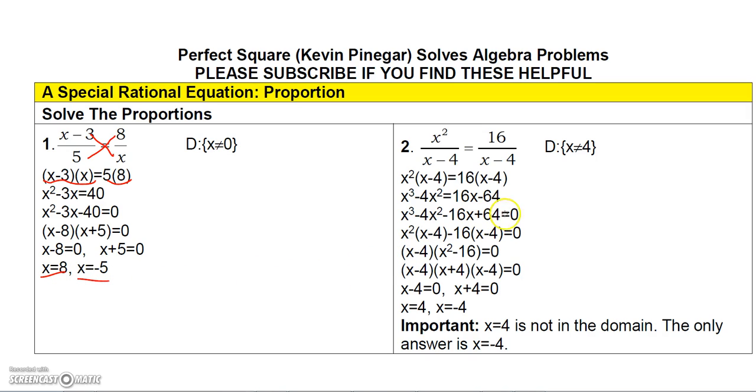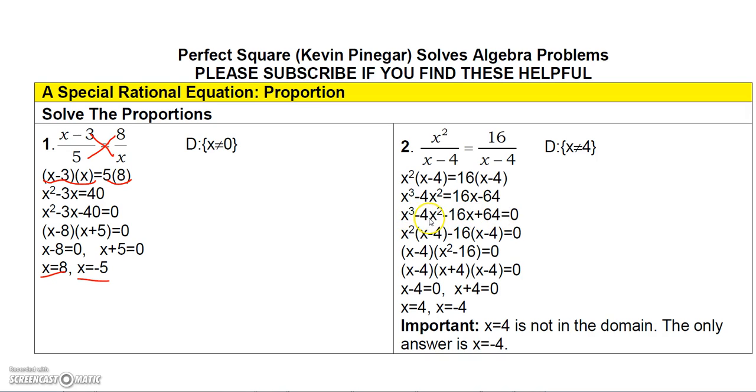Okay. Now the other one's a little bit nastier, but if you just multiply x squared times x minus 4, and then 16 times x minus 4, and then over here you can distribute, and you get x cubed minus 4x squared, and over here you distribute, you get 16x minus 64. Move all the terms over to the other side, and then you'll get x cubed minus x squared minus 16x plus 64 equals 0. And you may remember how you factor by grouping.